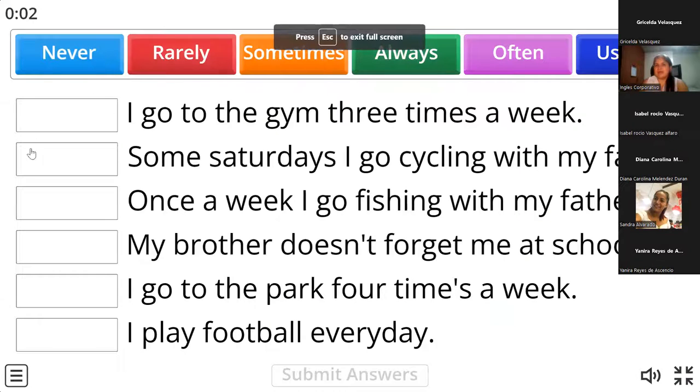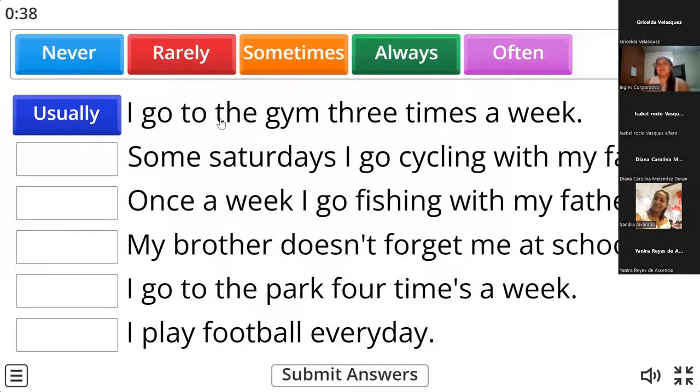Okay, let me see. We have the adverbs of frequency: never, rarely, sometimes, always, often, and usually. We're going to review how to use them. Robert, number one: I go to the gym 3 times a week. Usually. I usually go to the gym 3 times a week. Okay. What about number two, Karen? Some Saturdays I go cycling with my family. Often. Okay, we're going to see if that is correct.